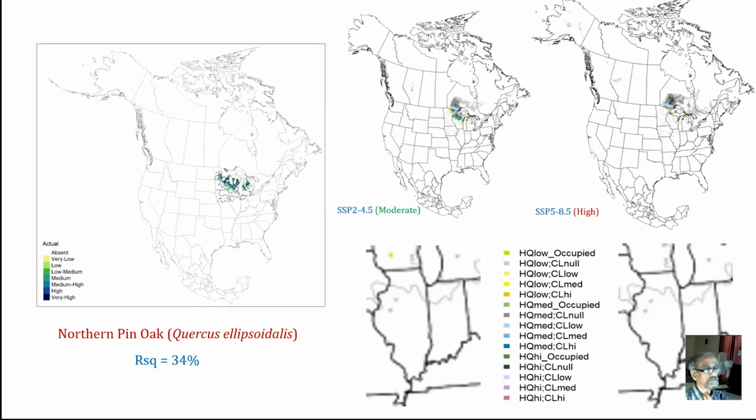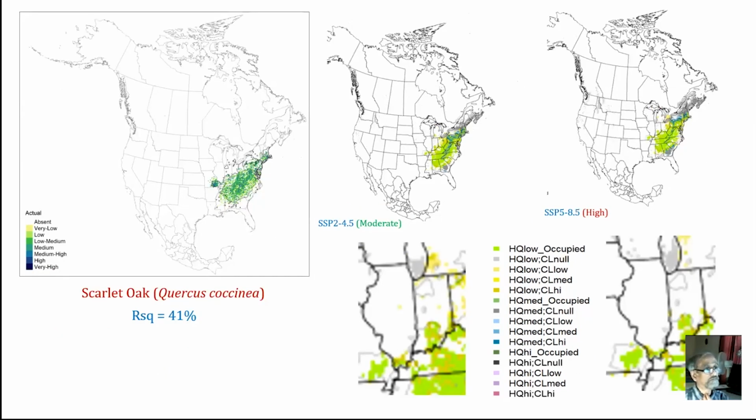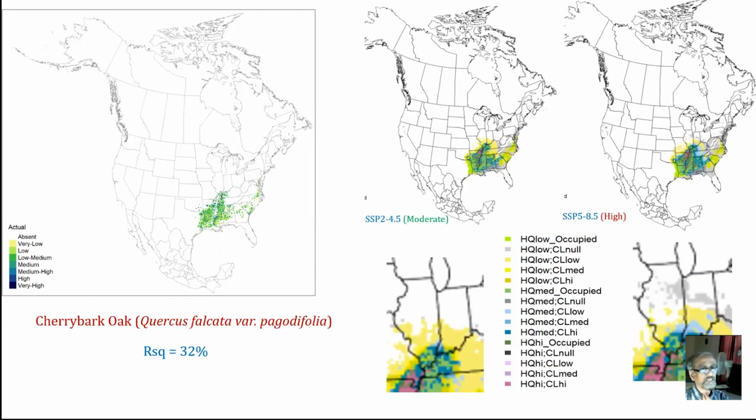Northern pin oak is an interesting species. We have some presence in northern Illinois, but under future scenarios, we don't seem to have any habitats left for northern pin oak. And scarlet oak for currently just skirting the border and is likely to remain so under future scenarios also. Cherry bark oak, again, we have some movement from just in the southern regions. We have some movement under both scenarios.